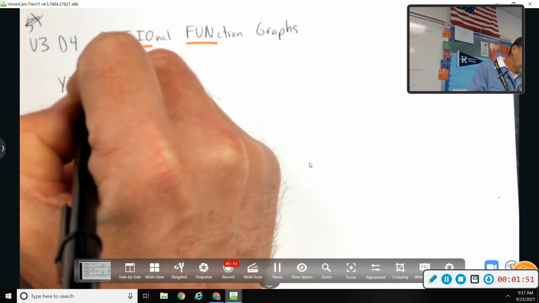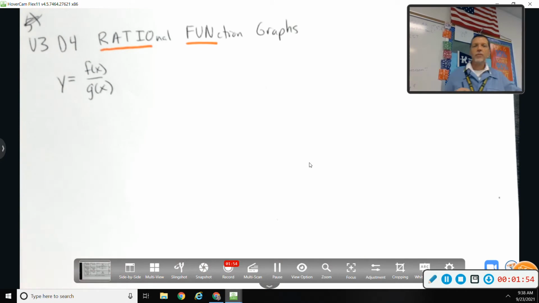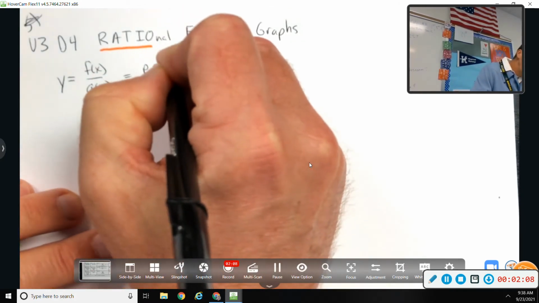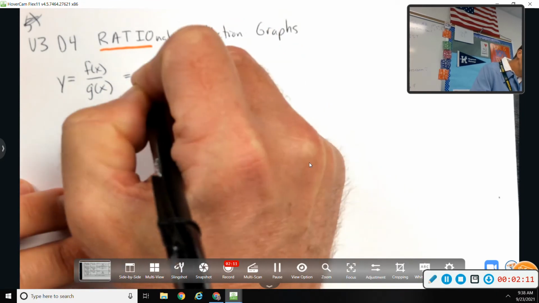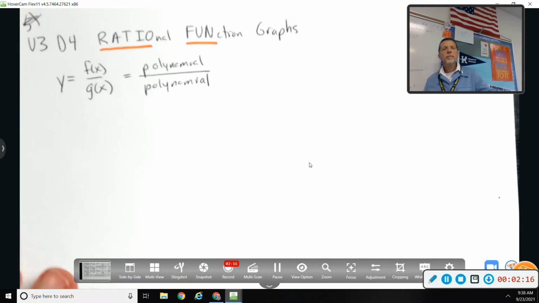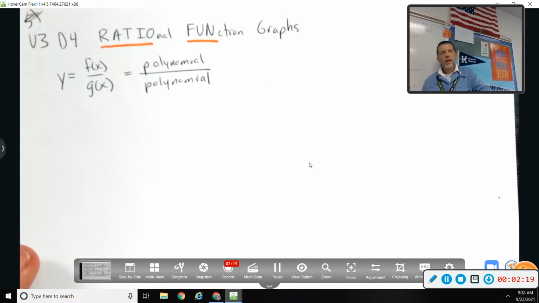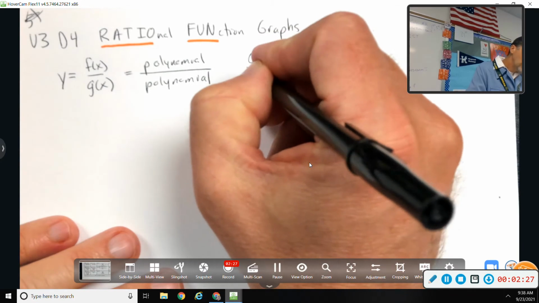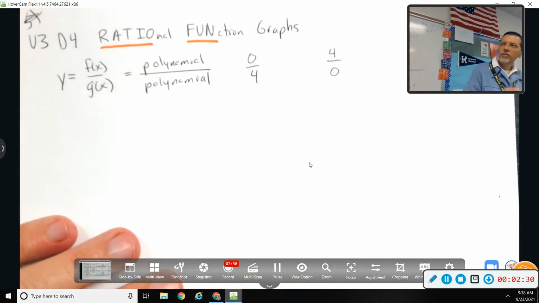Well, let's first, big picture, what does a rational function look like before we start graphing it? You've seen them already, like that's what we were working with yesterday or the day before. A ratio of polynomials. Some polynomial in the top, some polynomial in the bottom. And maybe the key to the whole thing is understanding the difference between 0 over 4 and 4 over 0.